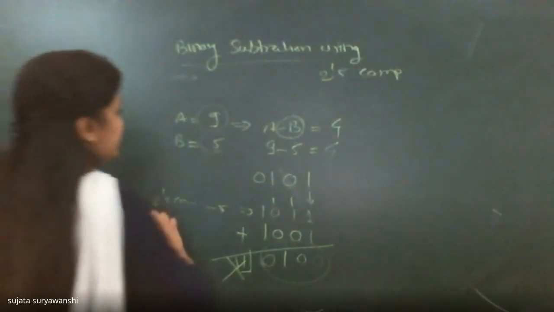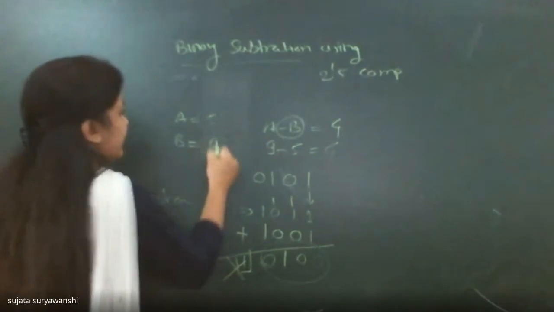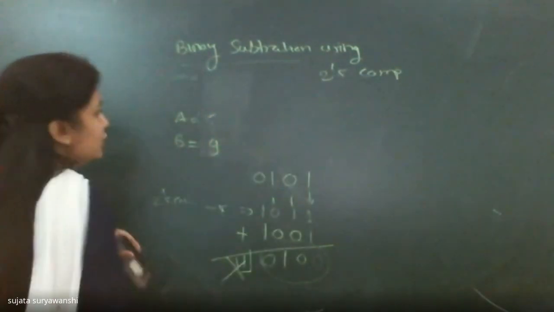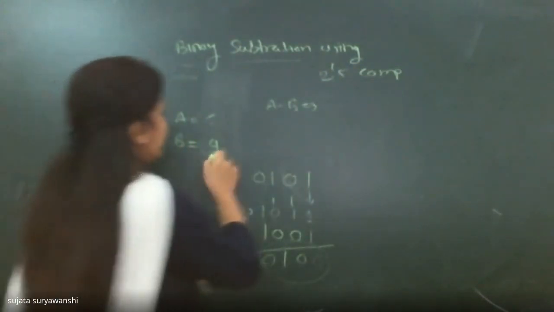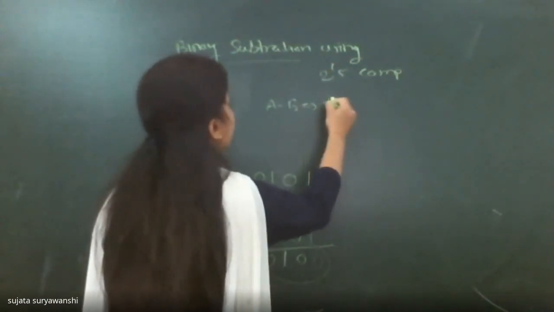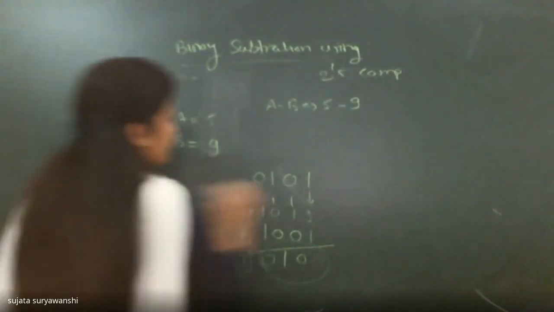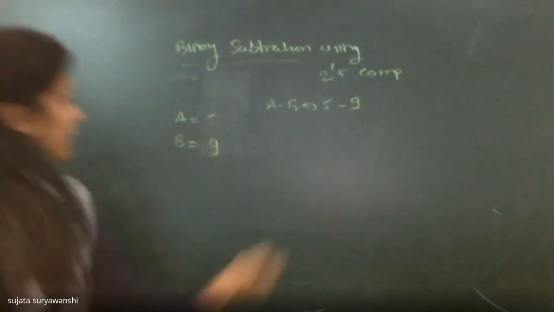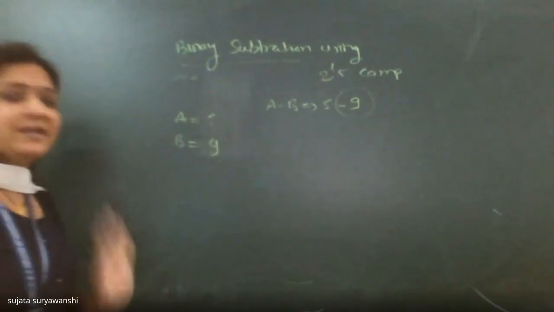Yes, ma'am. Okay. Now suppose 5 and 9, and you have to perform A minus B. Here your bigger number is negative. It becomes negative here: 5 minus 9. So how will you perform this? Simply you have to write down 2's complement of 9 first to become minus 9.